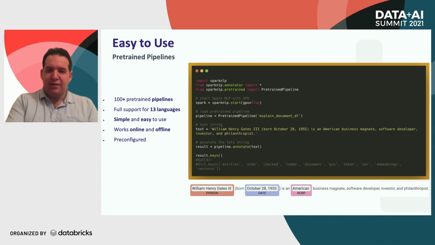Then here you have the text, and the one-liner to actually annotate the text to get your results is result equals pipeline.annotate on the text. And then you can see what your result is.